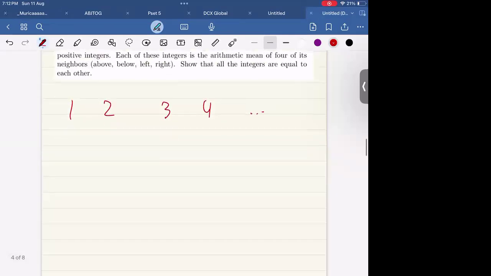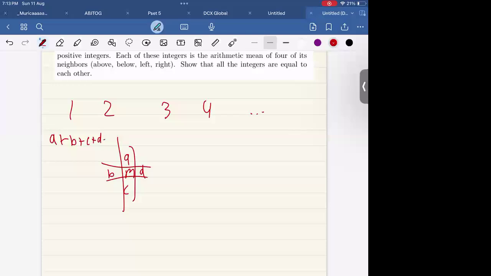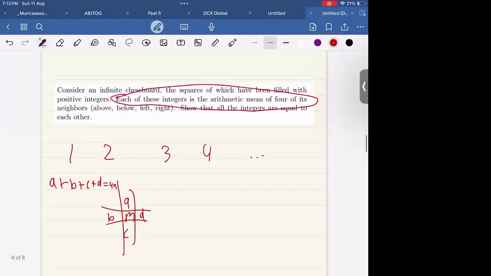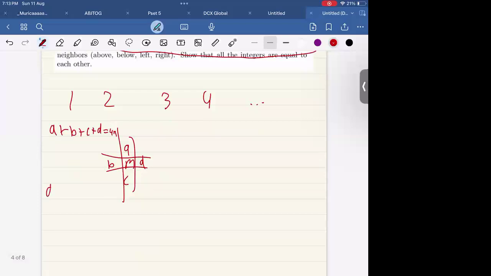Okay, so as a quick write-up, let's say the minimum element is m, and its four neighbors are A, B, C, D. We know that A plus B plus C plus D is equal to 4m because of this condition. But because of the minimality of m, we get that A is greater than or equal to m, B is greater than or equal to m, and so on. So for the equality case to hold, all of A, B, C, D are equal to m. And then we keep on doing this again and again till the entire grid is filled.